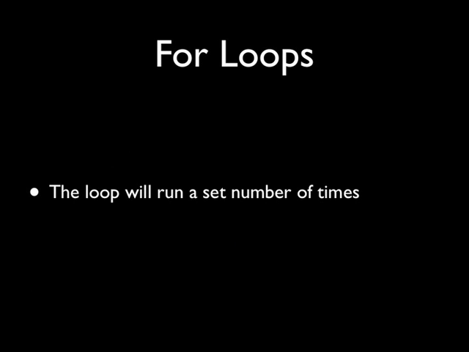So for loops we know now run a set number of times. That's how they're different from the other ones. We say they run n times.